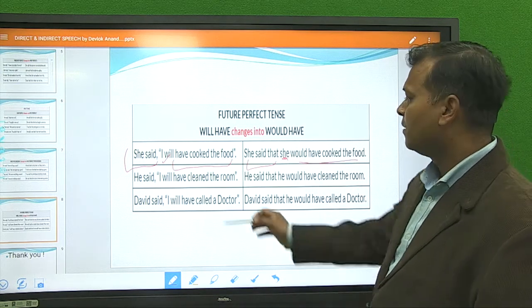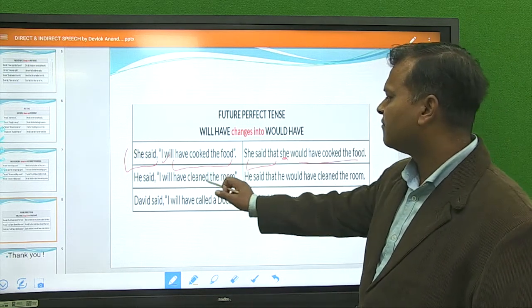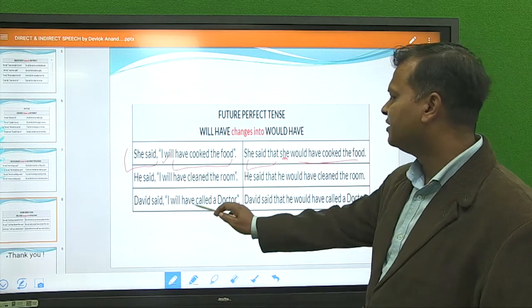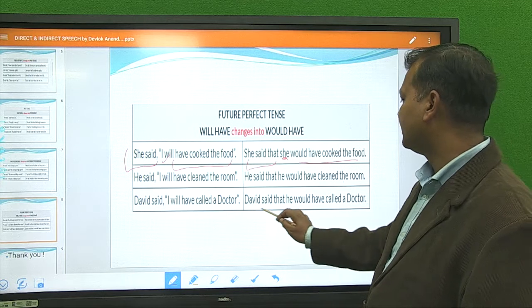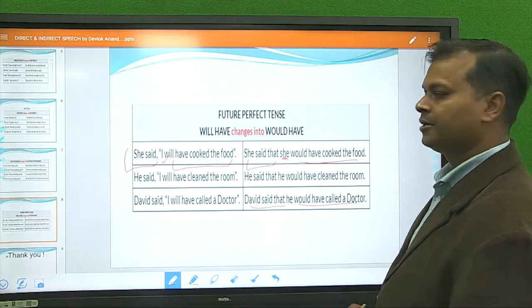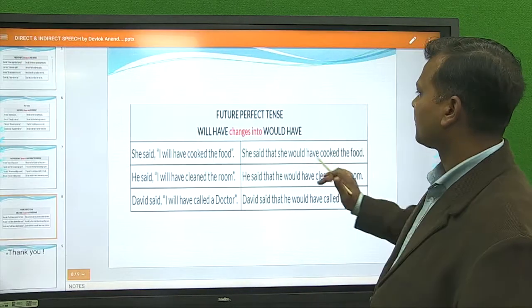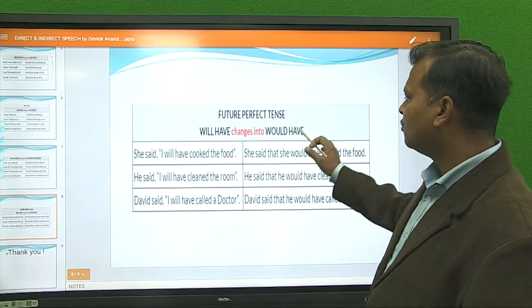Right, students? Now, second example. He said, "I will have cleaned the room." He said that he would have cleaned the room. Okay. David said, "I will have called a doctor." So David said that he would have called a doctor. I hope you are understanding, students. Now let us see the next one. Future perfect tense. "Will have" changes into "would have."